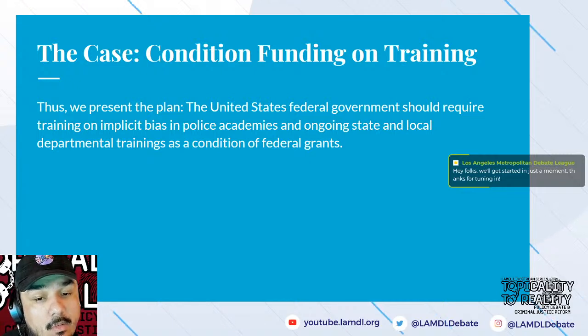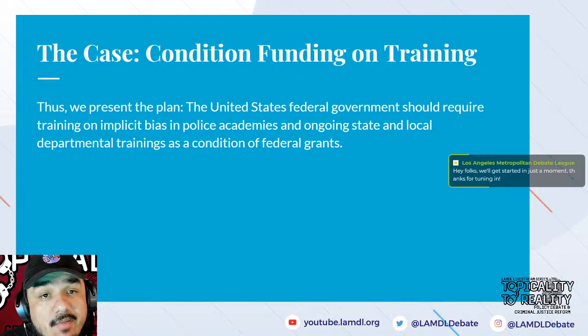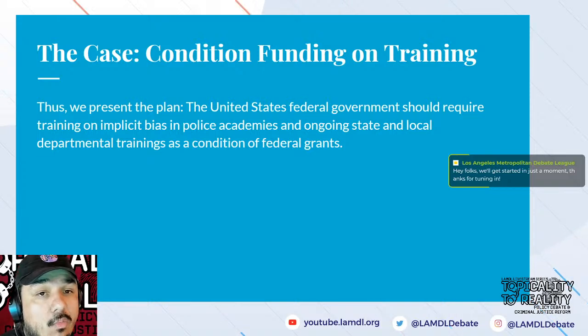So when we read into the evidence, it will talk a bit more in detail about what this means and what is implicit bias and how does that training work. But for now, we know that a condition means that the funding would only be given if certain conditions are met or if certain requirements are passed. In this case, a completion of training.